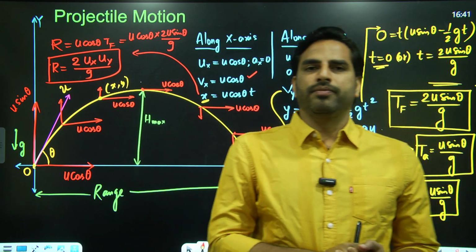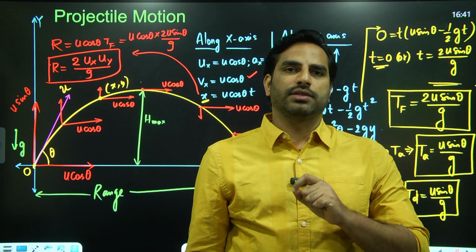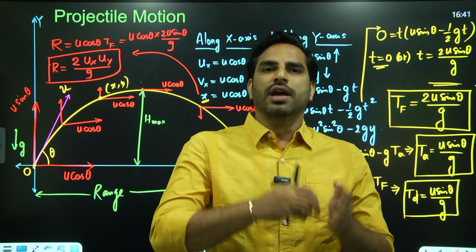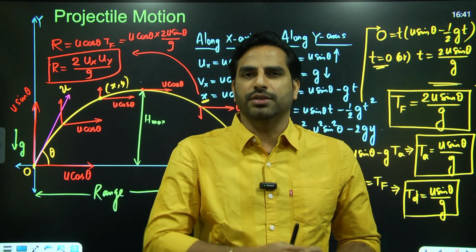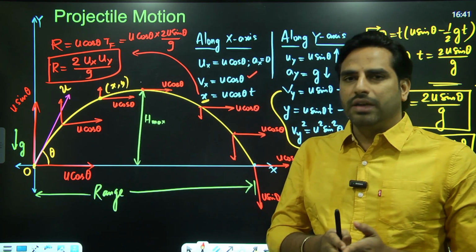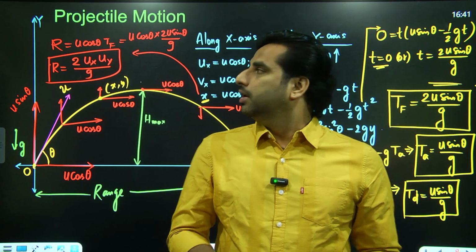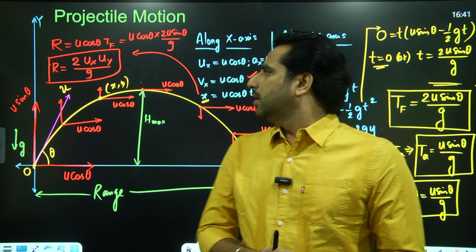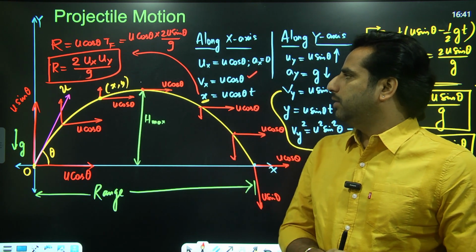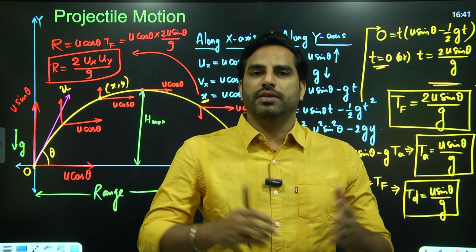For example, a projectile is thrown with initial velocity as 3i cap plus 4j cap. What is the range of the projectile? It is very easy to solve. So horizontal and vertical components are given, 3 and 4. So 2 times of 3 into 4, 2 times of 12, that is 24 by g, that is 10, 24 by 10, 2.4 meter. That is the range of the projectile.